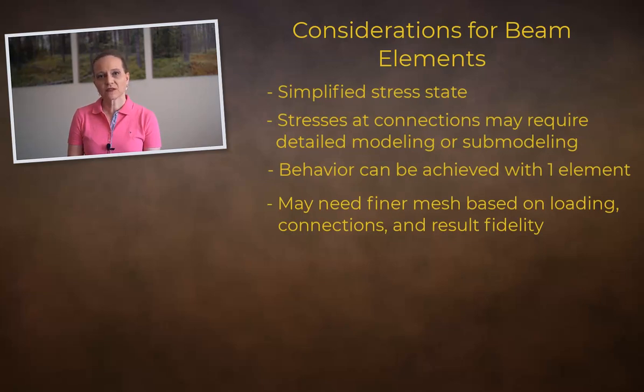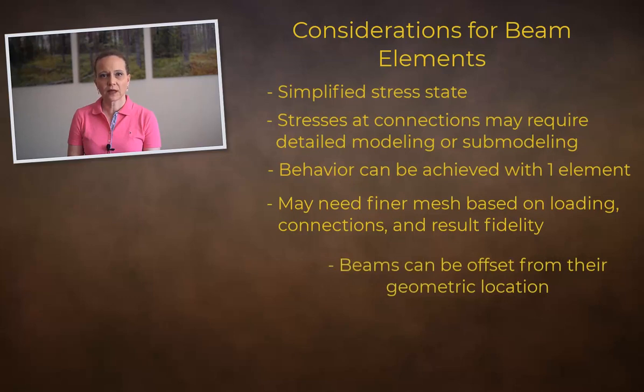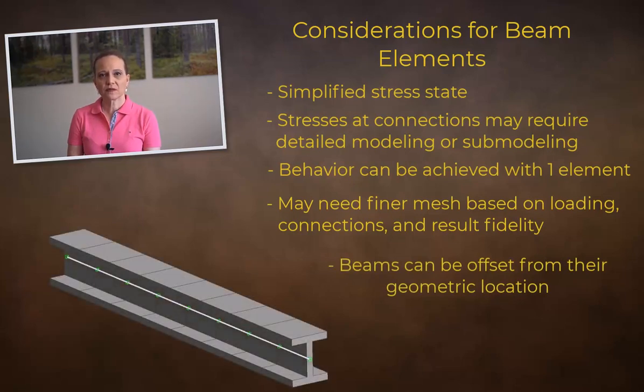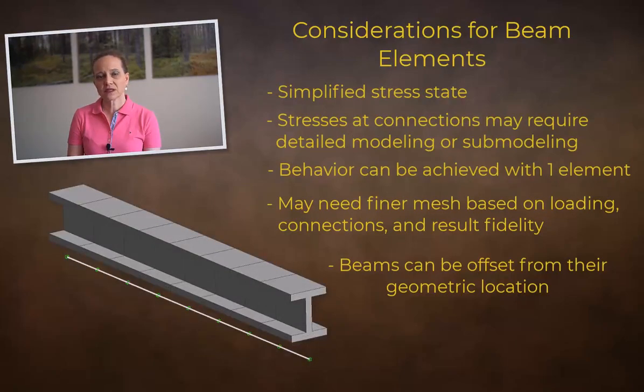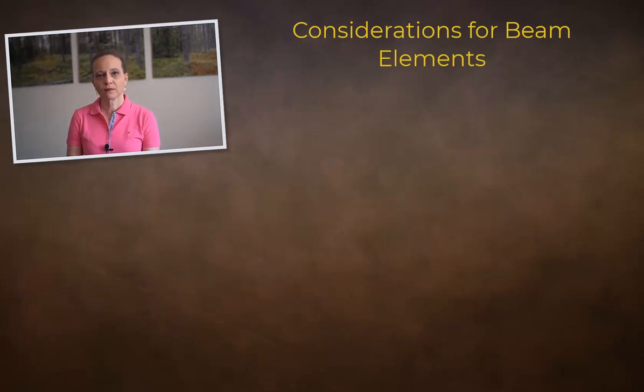Lastly, beams can be offset from their geometric modeling line bodies to occupy a different location in space to capture proper stiffness while facilitating connecting to other bodies. We will see an example of this in the walkthrough portion of the lesson.